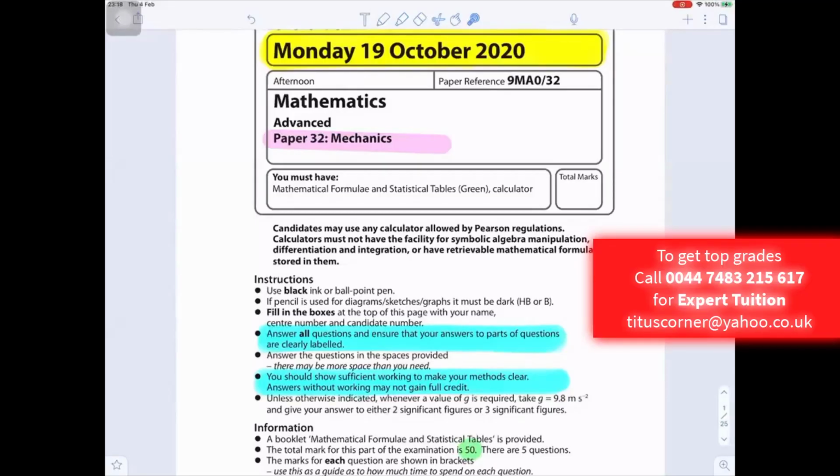Mechanics, paper 32, Mathematics Advanced, Monday, 19 October 2020. Answer all questions and ensure that your answers to parts of questions are clearly labeled. You should show sufficient working to make your methods clear. Answers without working may not gain full credits.